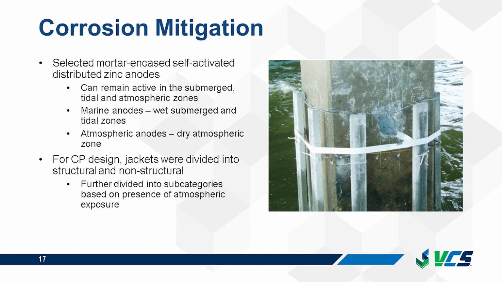For the CP design, the jackets were divided into two main categories: structural jackets that had supplemental reinforcement designed by the structural engineer, and then non-structural jackets that only needed cathodic protection. Each group was further subdivided into two categories based on the presence of atmospheric exposure.